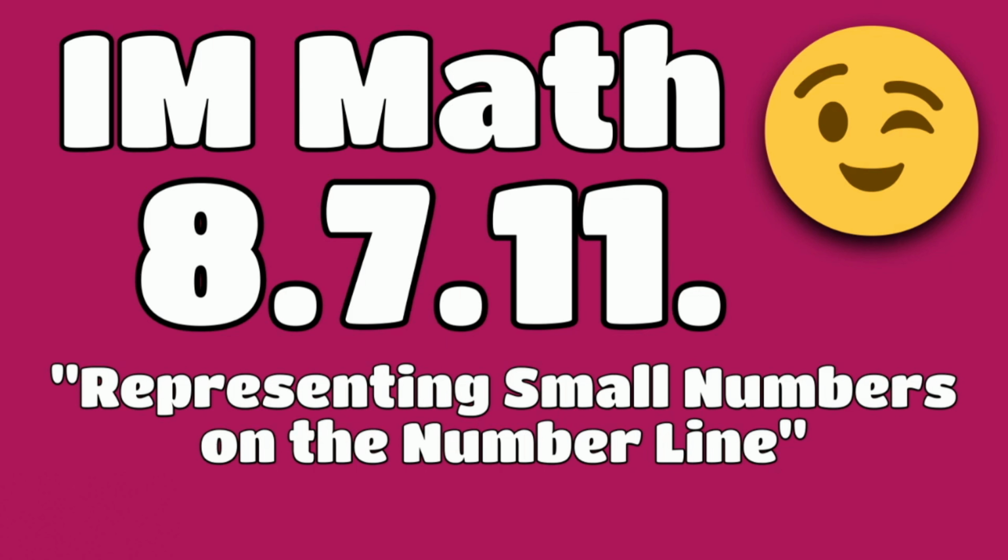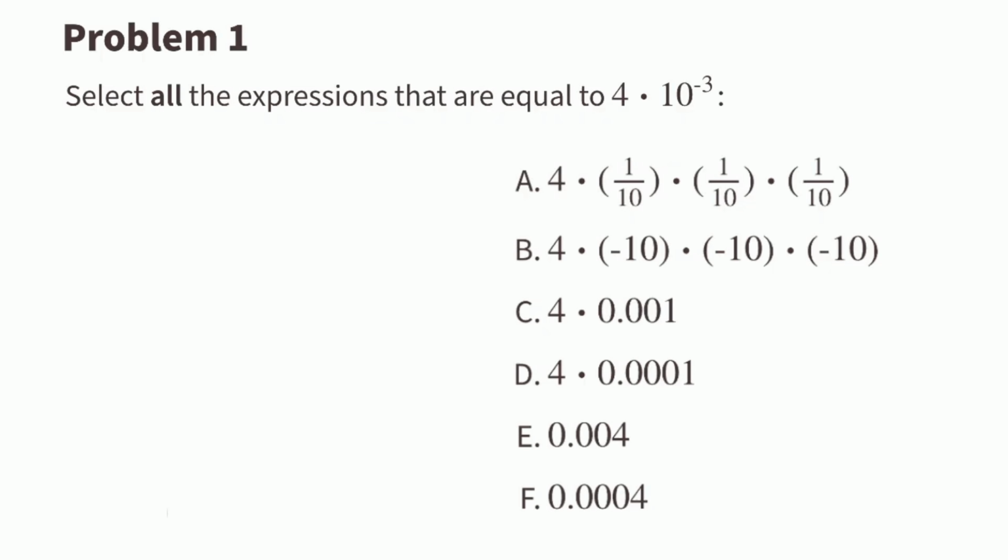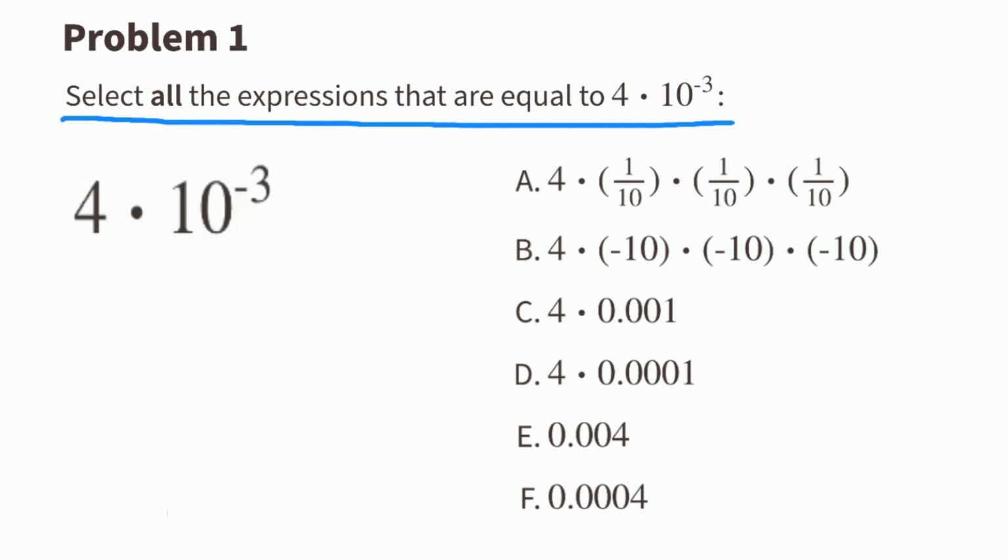8th grade Illustrative Mathematics, Unit 7, Lesson 11, representing small numbers on the number line. Problem number 1. Select all the expressions that are equal to 4 times 10 to the power of negative 3.